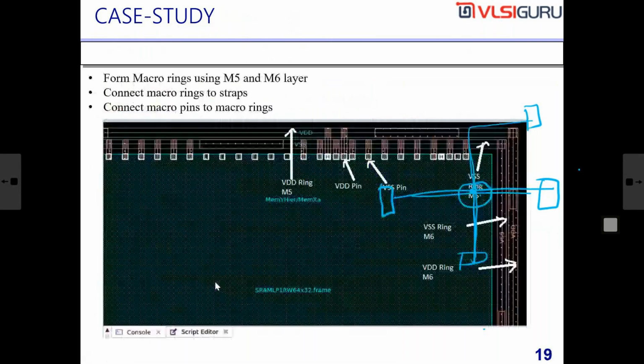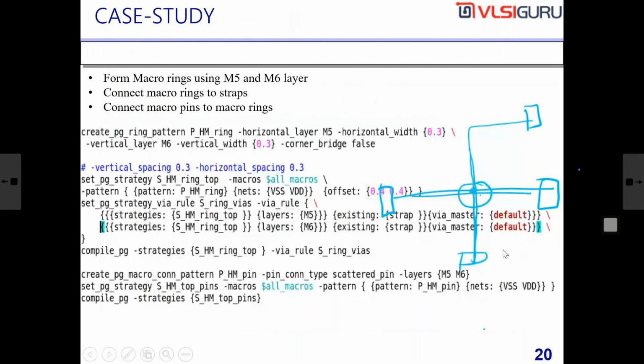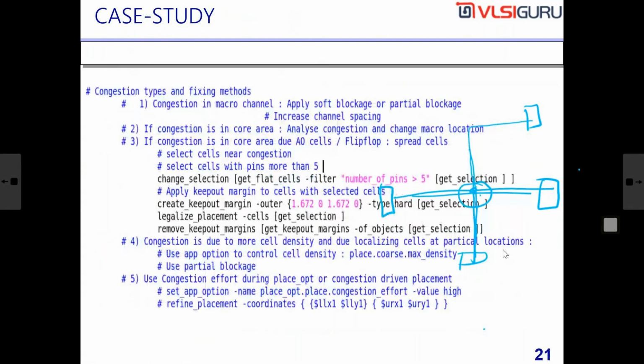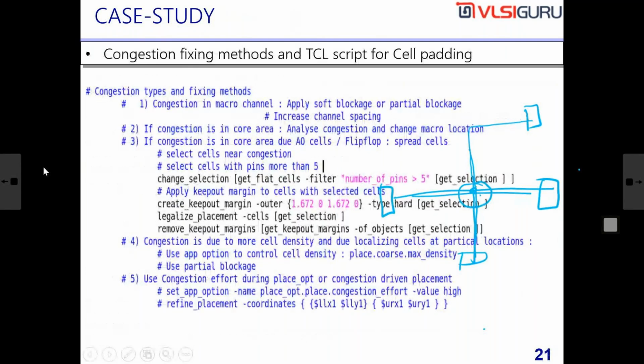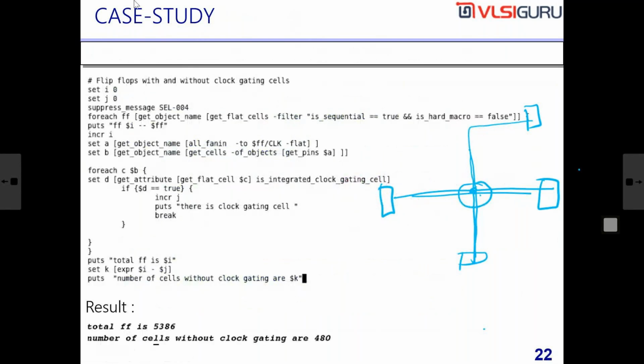So next is to create the macro rings, the power planning rings, right? How to create this, and how to fix congestion, right? By applying keepout margin to fix congestion. So this is a program we have, and this is a program for flip-flops with and without the clock gating cells. If I want to identify, this is a TCL program.